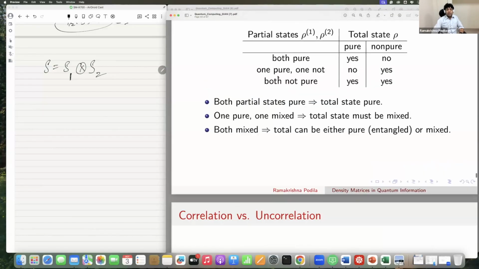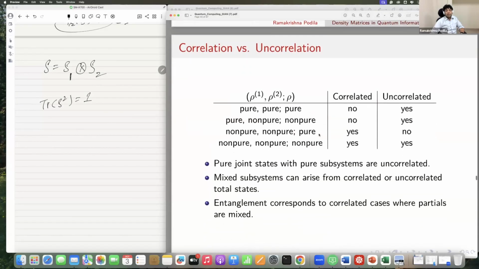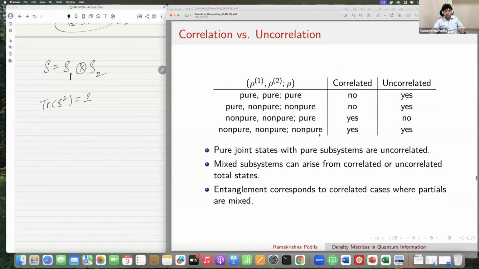And if one state is pure and another state is not pure, then you get a non-pure state. But if you have two non-pure states, you can use two non-pure states, two mixed states, to come up with a pure state, where you want trace of rho squared to be 1. We will see how that comes up, right?